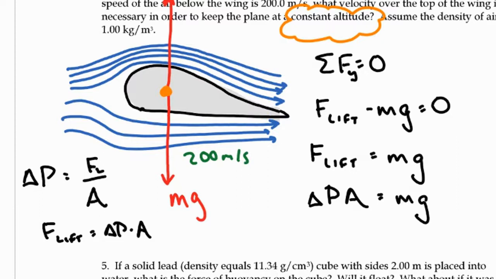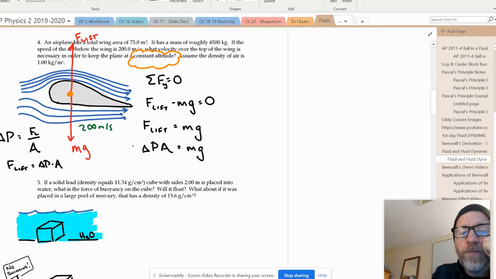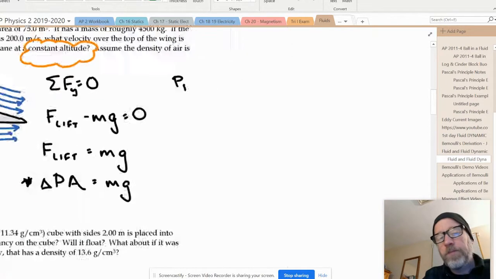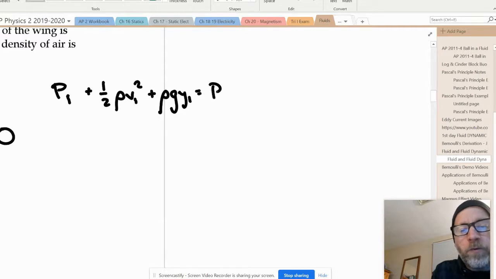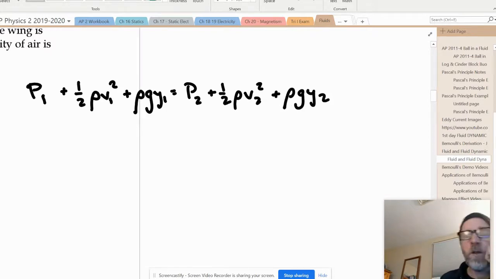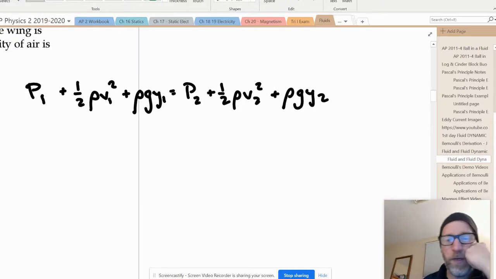I'm going to go with Bernoulli's because right now this feels like a dead end. I don't know if it is. So let's see. If I write Bernoulli's out, I've got P1 plus 1/2 rho V1 squared plus rho g y1 equals P2 plus 1/2 rho V2 squared plus rho g y2. If your head's not spinning, you're not paying attention. Push pause, catch up. And once you do, here we go.